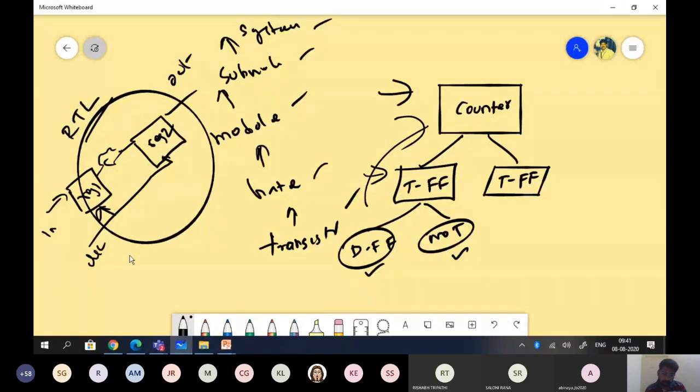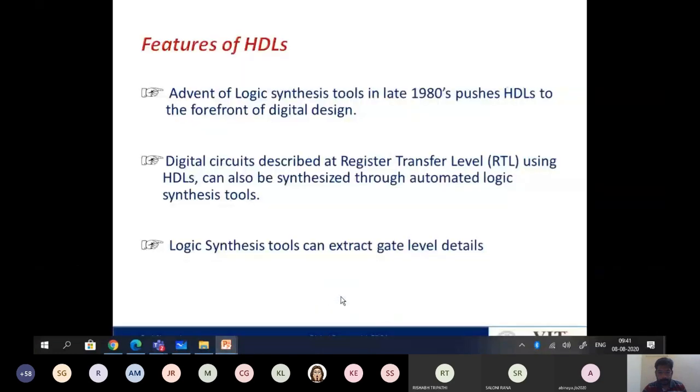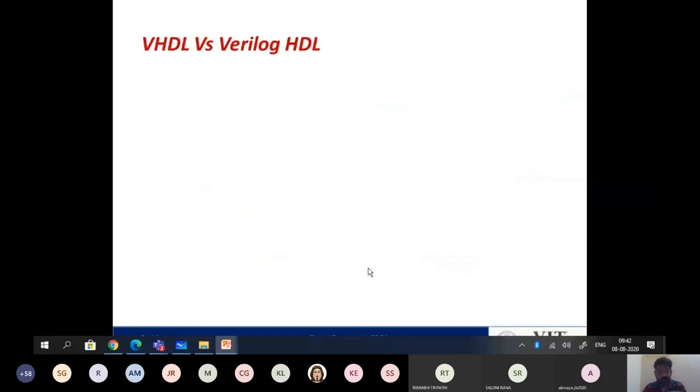So how do we write the code in order to ensure that the hardware is mapped in this way? That's what we are going to discuss: RTL coding style in Verilog. So that we'll learn in this course. And your logic synthesis tool can extract the gate level details from the design automatically from your RTL description, right? That's what the synthesizer will do.